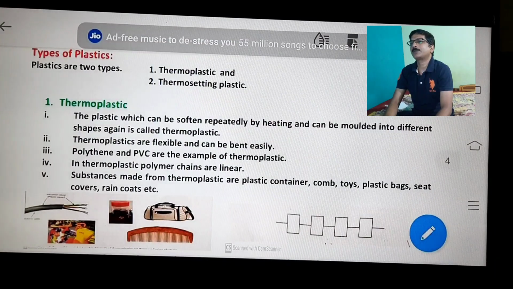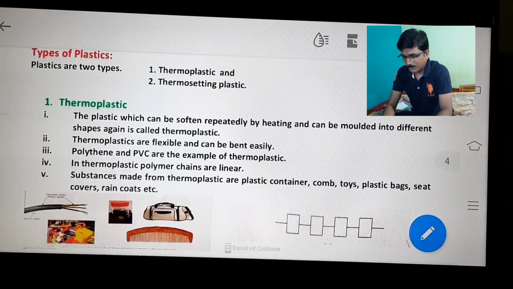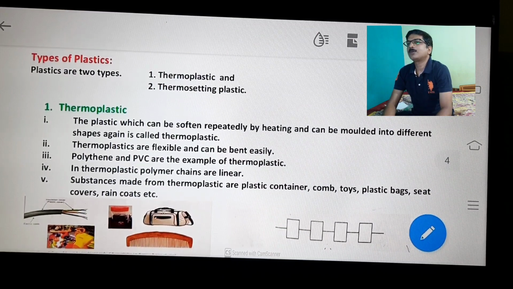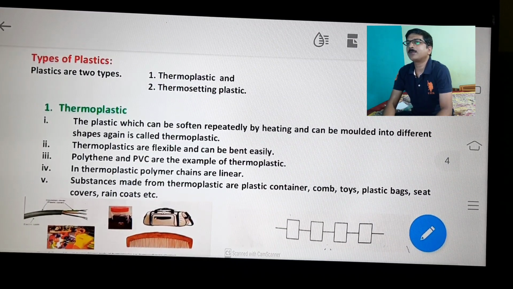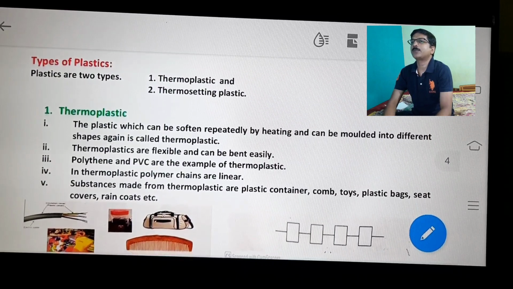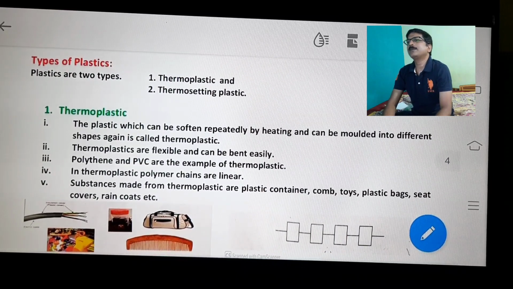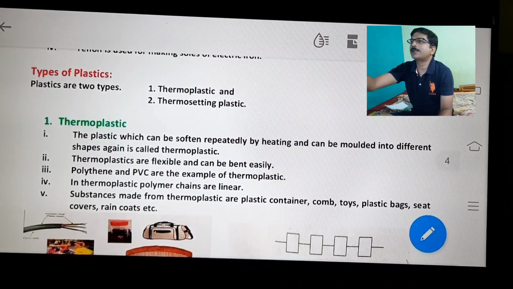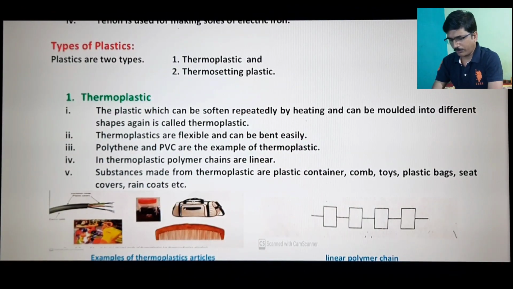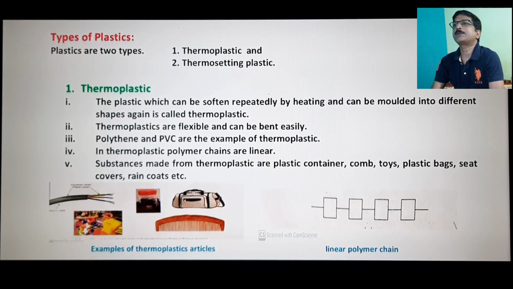Then we'll go for types of plastics. There are two types of plastics. One is thermoplastic, another one is thermosetting. As I have told you just before, how many types of plastics are there? There are two types of plastic. One is thermoplastic, another is thermosetting plastic. First we will go for thermoplastic.